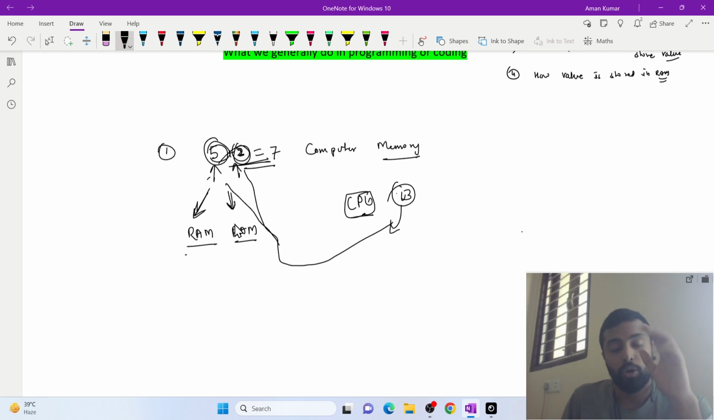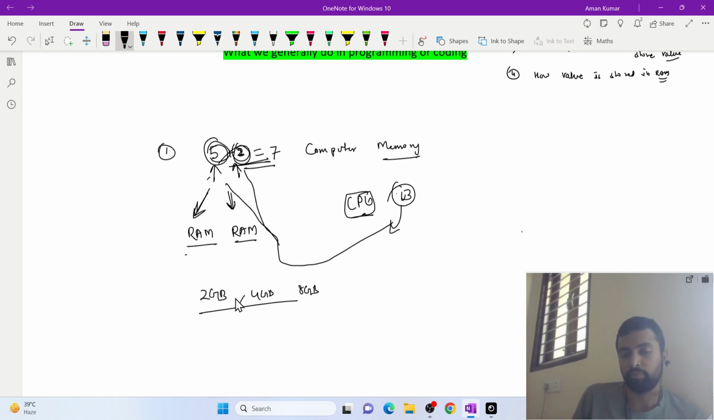Okay, now we have to go deeper into the RAM, how RAM actually stores. Let me explain a little bit about RAM: what is RAM and how it actually stores any value. You know that RAM size nowadays is 2 GB, or maybe 4 GB, or maybe 8 GB. Whatever the size of RAM is, what we have to understand is the internal architecture of RAM.